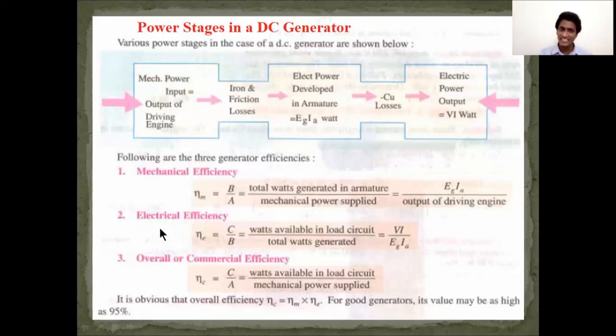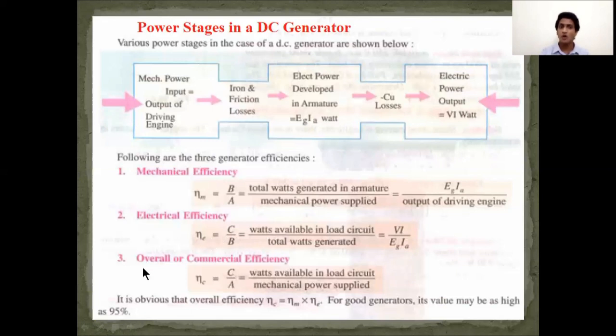Then what is electrical efficiency? That is watts available in load circuit by total watts generated. Even though Eg into Ia power is developed in the armature, we will not get the entire power developed in the armature across my terminals because there will be a copper loss. So the efficiency is showing the electrical power output from the DC generator to the electrical power developed in the armature. That is VI divided by Eg into Ia gives the electrical efficiency.